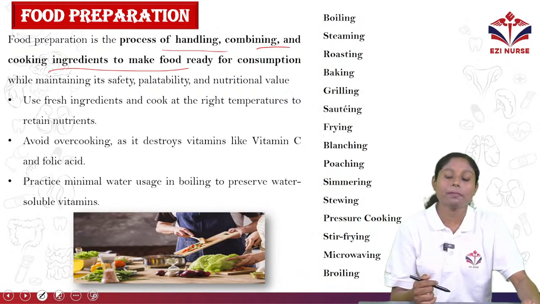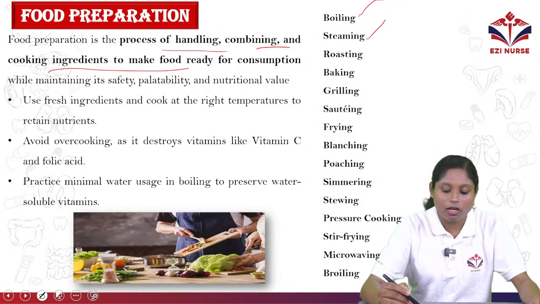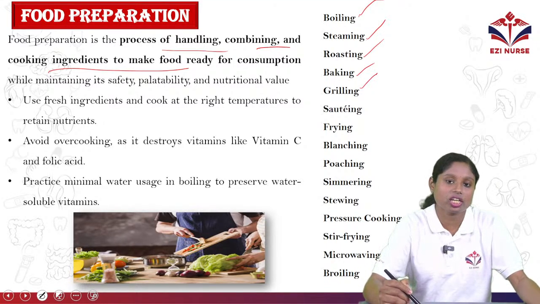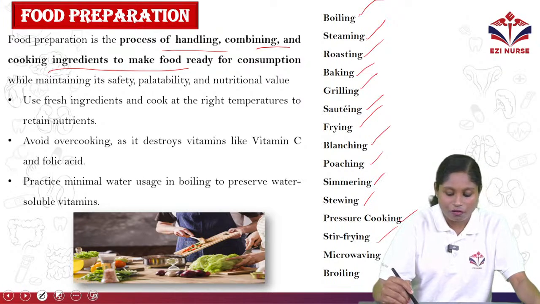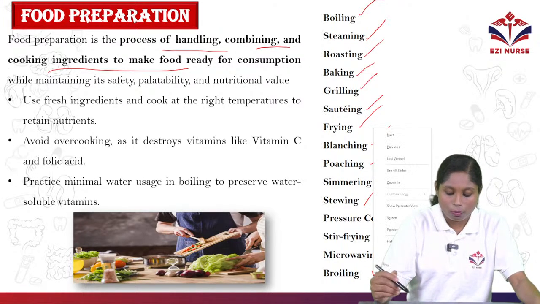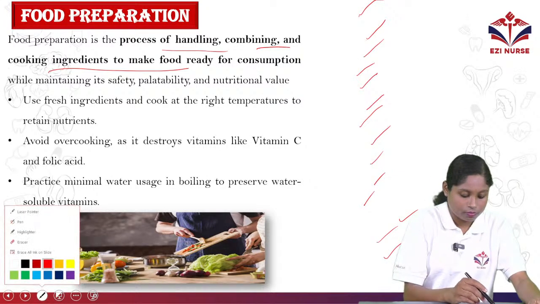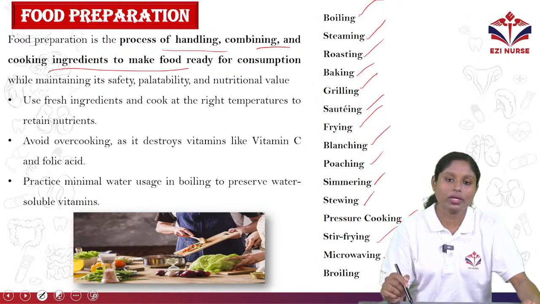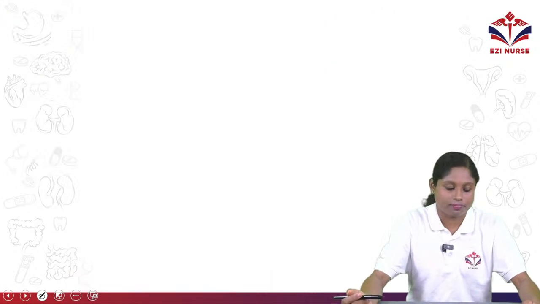Next, we will see the preparation methods: mainly boiling, like egg boiling, steaming, roasting, baking. Cake will be baked, grilled chicken will be there, roasting, frying, blanching, poaching, simmering, stewing, pressure cooking, stir frying, microwaving and also broiling. These are the main methods of cooking or food preparation nowadays.